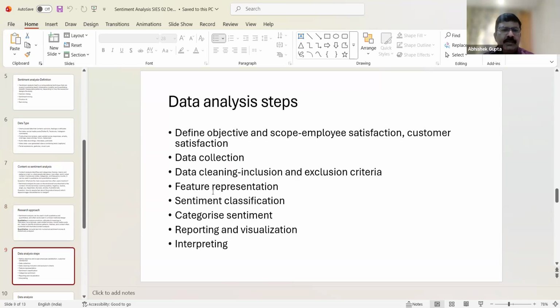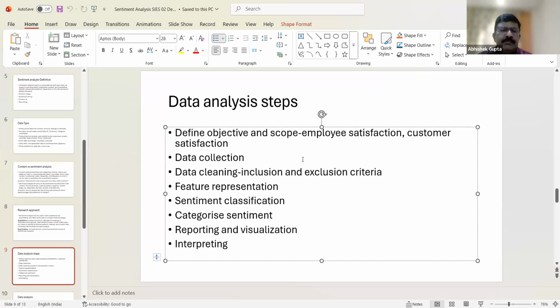Now I will discuss this slide, data analysis steps, how to analyze data, either using software or doing it manually. First of all, for any sentiment analysis, whether it is customer sentiment analysis, employee sentiment analysis, middle manager sentiment analysis, faculty sentiment analysis or researcher sentiment, any word you can put as a prefix and then put sentiment analysis. You need to clearly find out the objective, why you need sentiment analysis, and what the scope of it is. For example, I have just written two words like employee satisfaction or customer satisfaction.